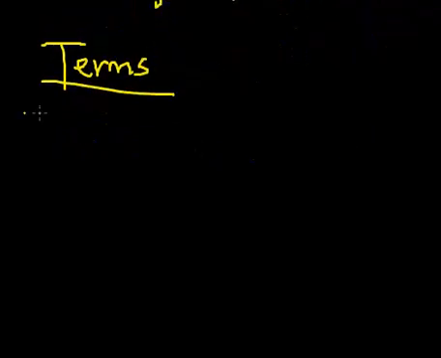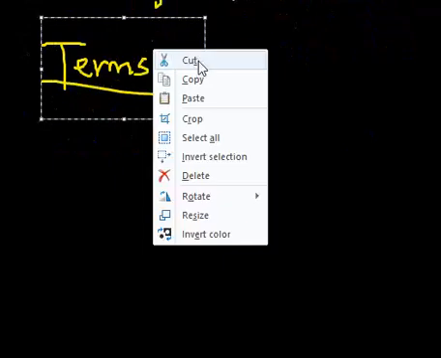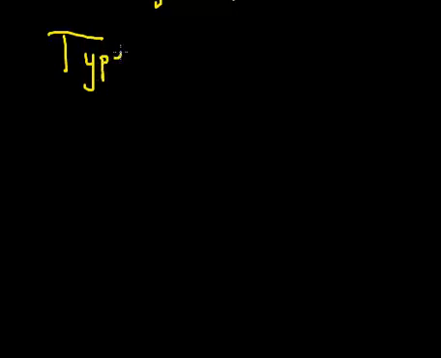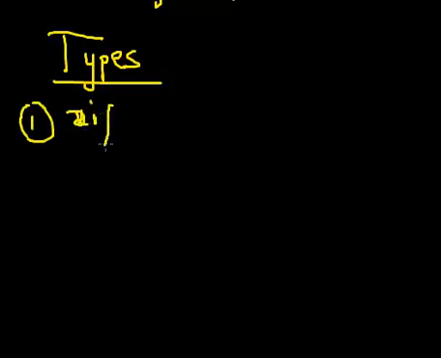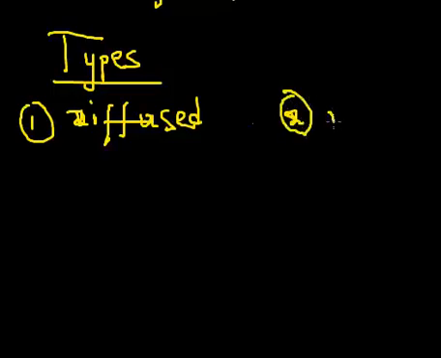Now, before then, let's look at types of reflection. Depending on how smooth or rough the surface is, reflection can be classified as either diffuse, or it can be classified as regular reflection.